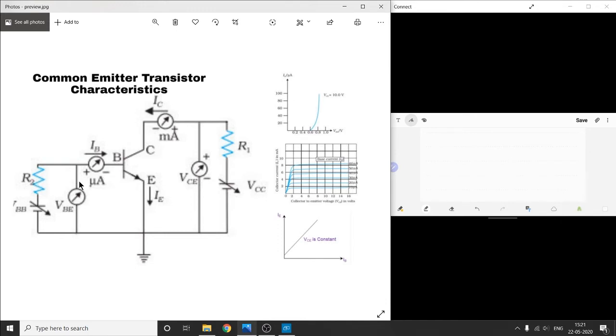When you vary the resistor, you will get the readings in VBE. With VBE, the microammeter will also show the current. You have to record these readings. When VBE is giving some value, the corresponding IB will be noted. Then again you vary this resistor, and with VBE, IB will show another reading. Similarly, you do this experiment taking 5 to 6 readings, and VCE should be fixed.